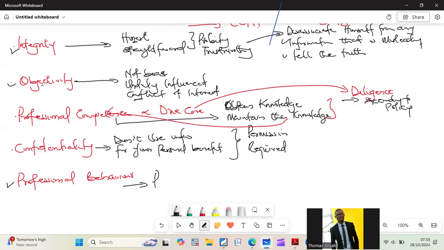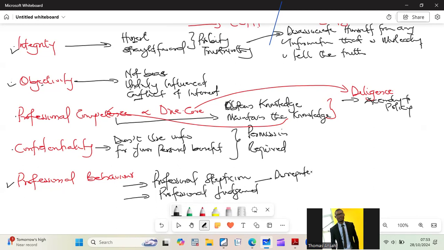Here, we want you to apply professional skepticism. Professionally judge some things. Professional judgment. Meaning that you don't bring disrepute to the institution or to the profession.